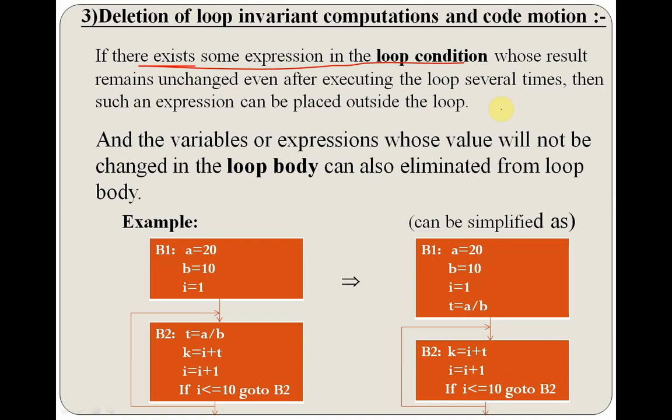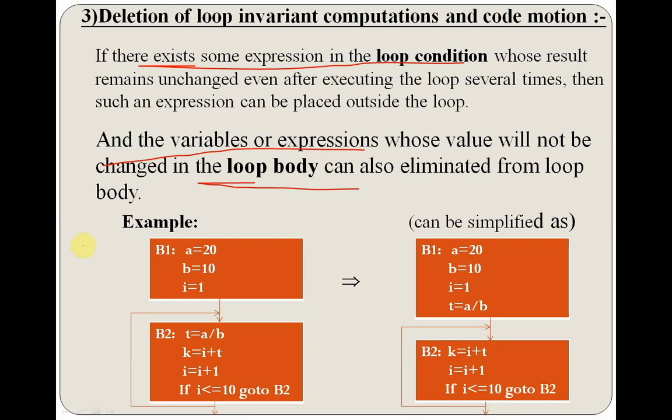Usually a loop will have two things, loop condition and body of the loop. So the condition is going to be evaluated many times. So when there is an expression in the loop condition, and when I compute that, it will give the same value, so that can be removed. Second case, the variables or expressions whose value will not be changed in the loop body can also be eliminated from the loop body and can be moved to outside the loop.